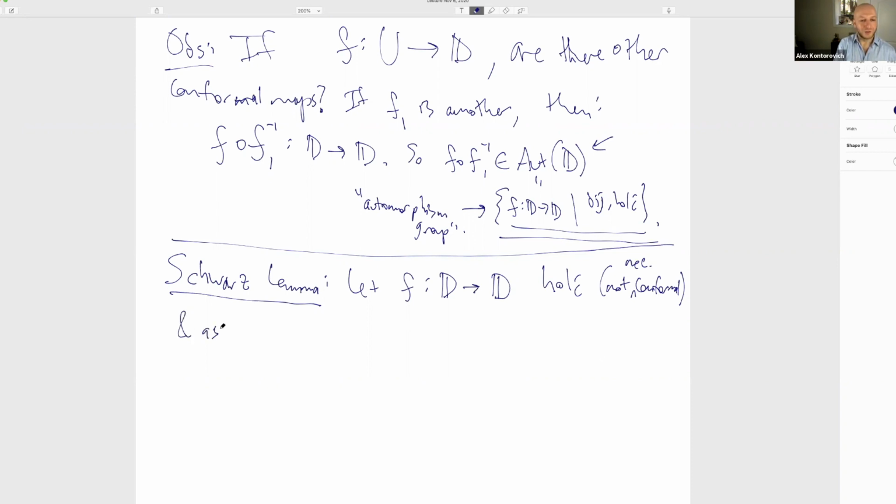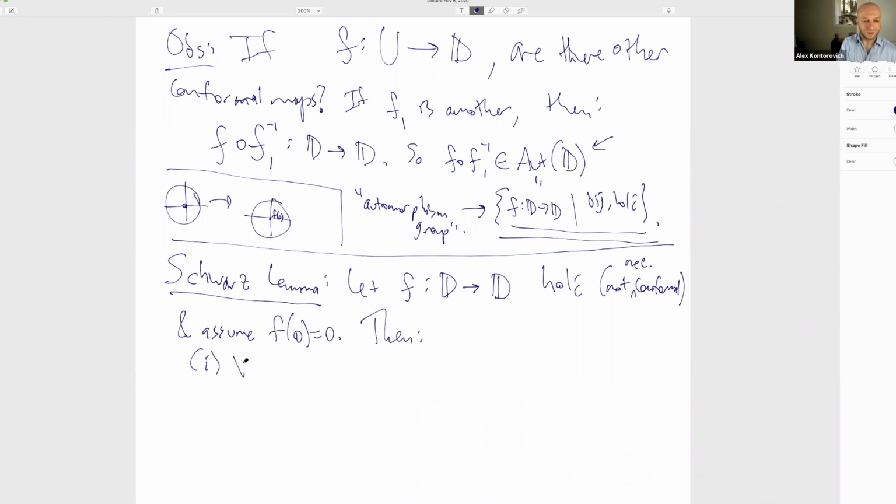And assume, let's say, it fixes the origin. So whatever f is doing, it's going from the disk to the disk, but the origin moves to the origin. f of 0 is 0. Okay, then we can already say quite a lot. Then, first of all, for all z in the disk, the image is no bigger than z itself.